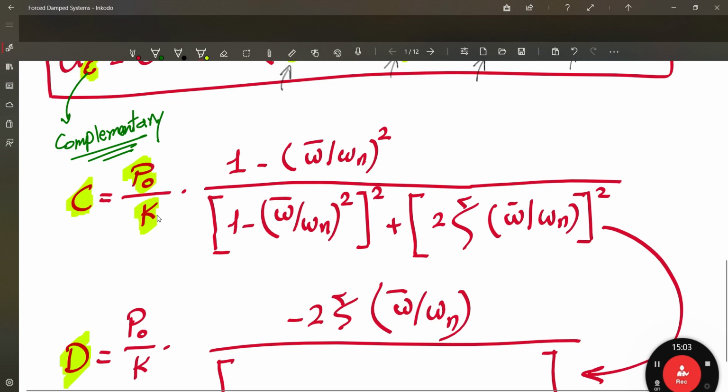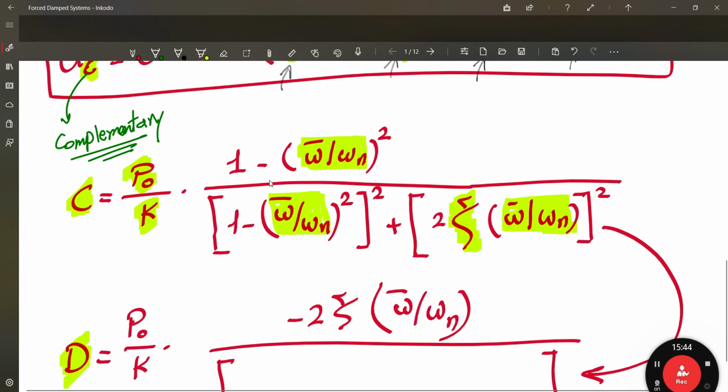So P node over K is actually the force over the stiffness, so it is like the maximum static amplitude. That's right. Then it's going to be multiplied by this huge fraction here. You can see that something is being repeated here: omega bar over omega n, always repeated. This means that the ratio between the forcing frequency and the natural frequency is controlling C. And then we have the damping ratio.